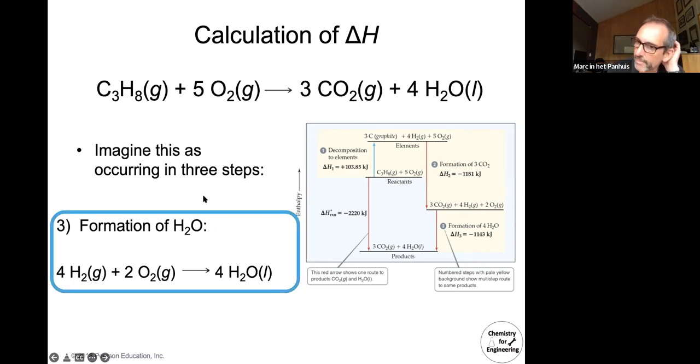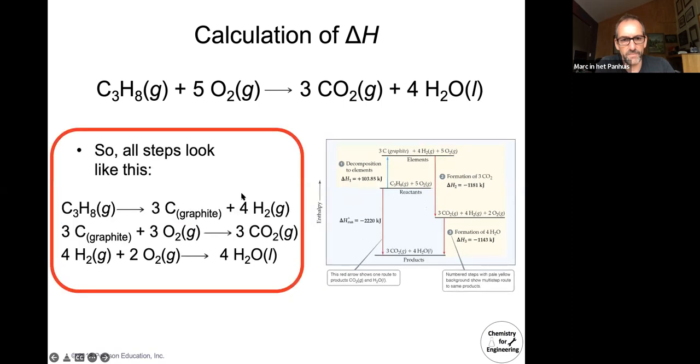In the final step, whatever is left of the hydrogens and the oxygens then combine to water. So this is an alternative route where we can go decomposition into elements, formation of carbon dioxide, formation of water. Or you can also obviously just go in one go. So your propane combines with oxygen and you get your products.